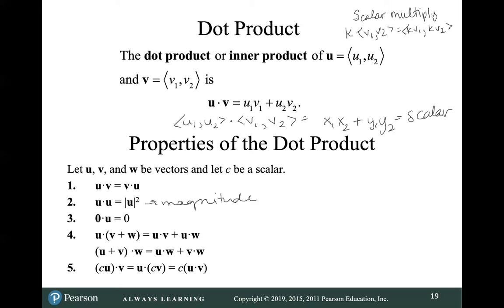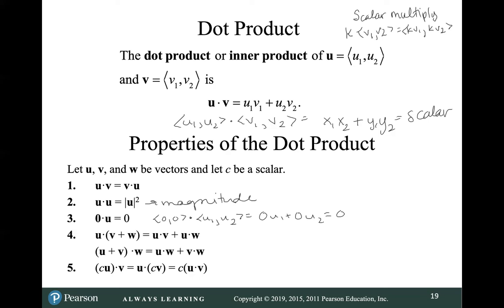We can say any vector times the zero vector will give us a scalar of 0. So if we think about that, that would mean 0, 0 times u1, u2, which would be 0 times u1 plus 0 times u2, which is in fact 0.